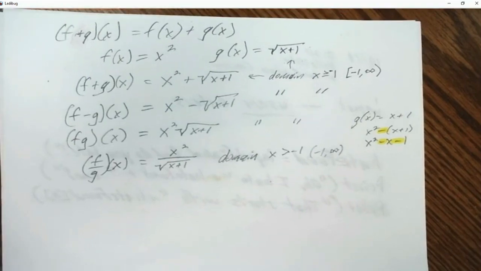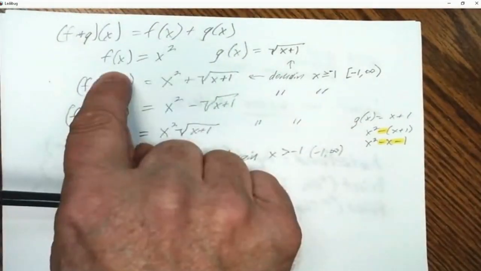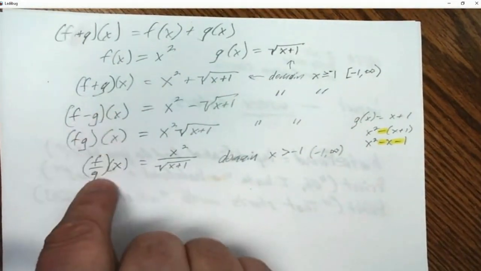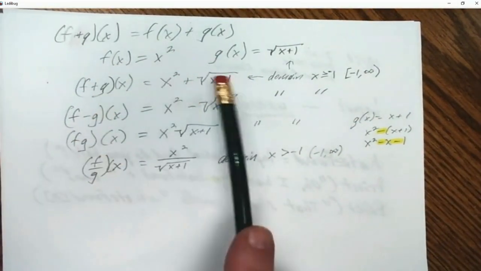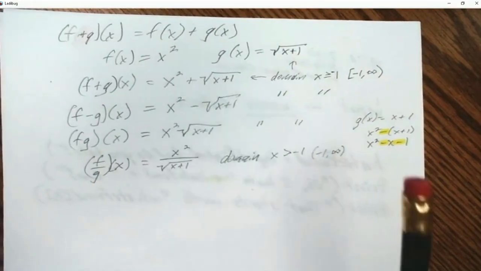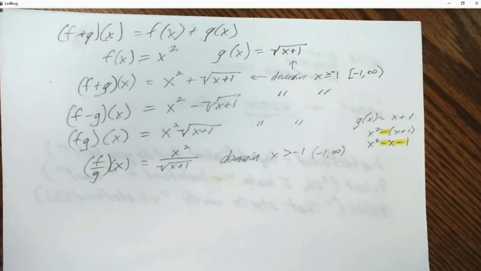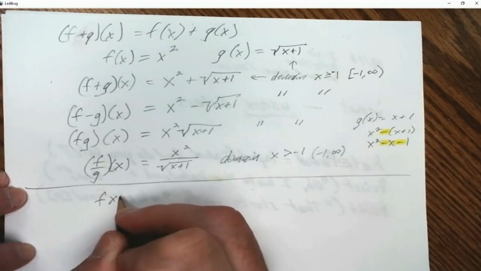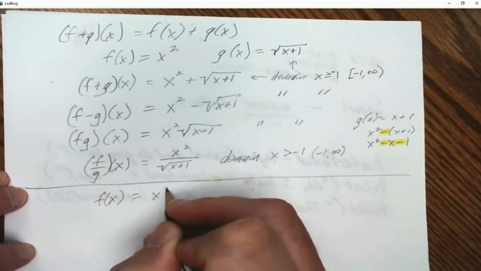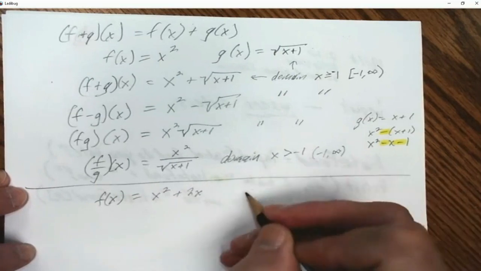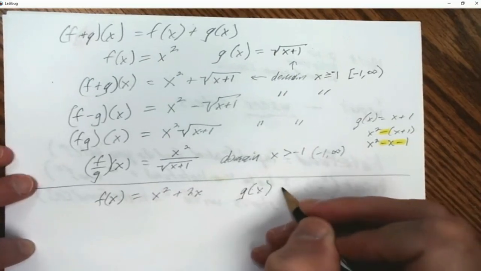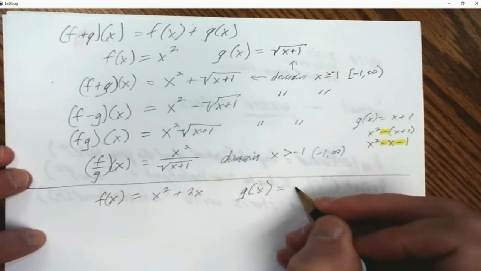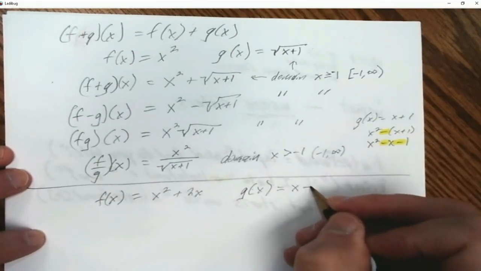So this is how we combine functions. Functions inside of functions, function operations, multiplying two functions together, adding them, subtracting them, whatever we need to do. But we just simply add them together. Add this one plus that one. And simplify if possible. Let's look at a different example. If we have f of x equals x squared plus 2x, and g of x equals, let's just say it's x minus 5.